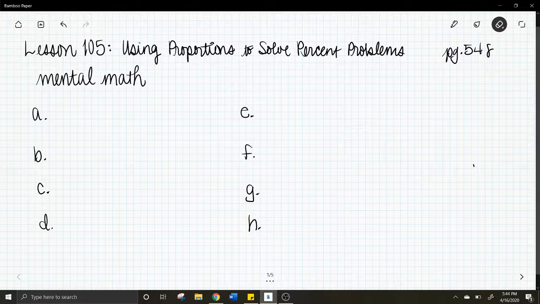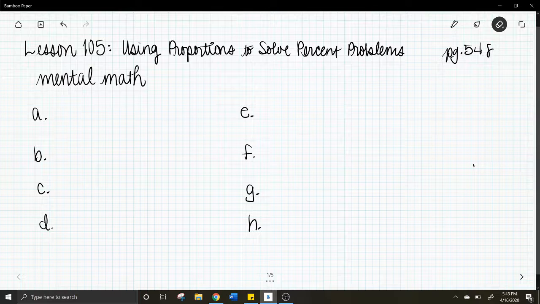All right, welcome to lesson 105, using proportions to solve percent problems. This lesson starts on page 548, so make sure you have your textbook ready. We'll get started with our mental math. Follow along as we do the mental math, and then pause if you need more time between questions and answers.